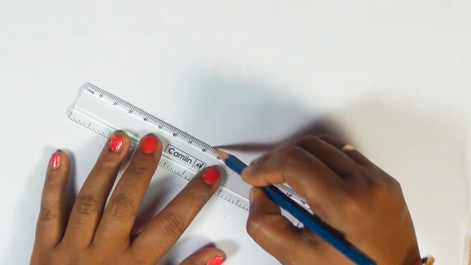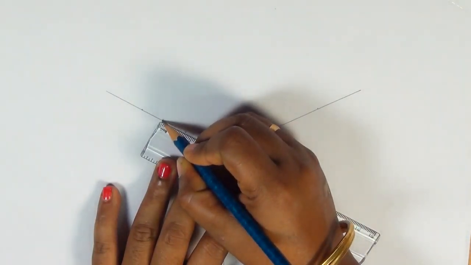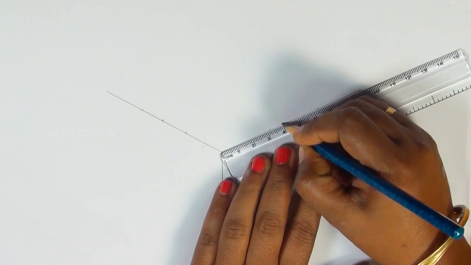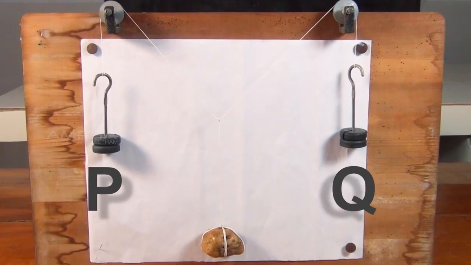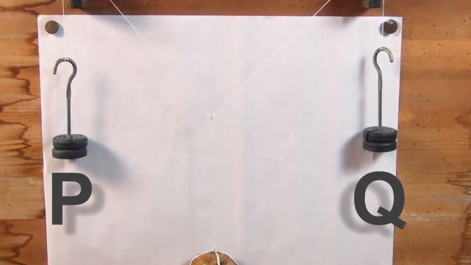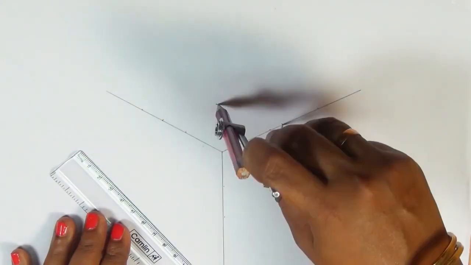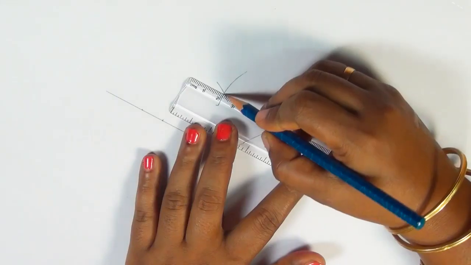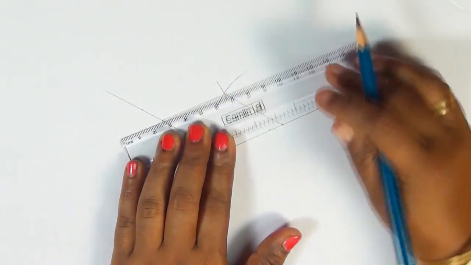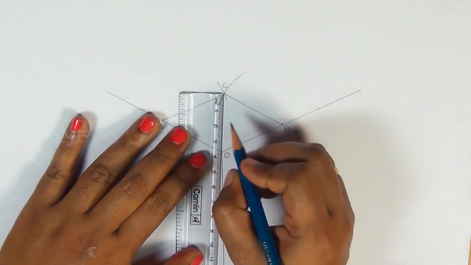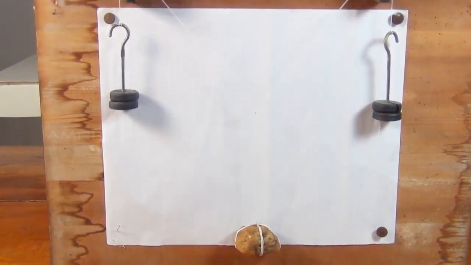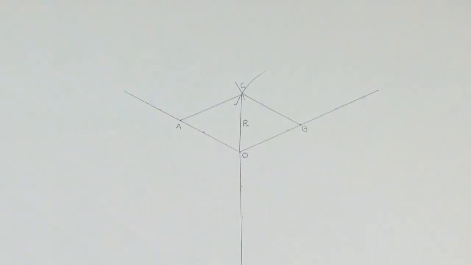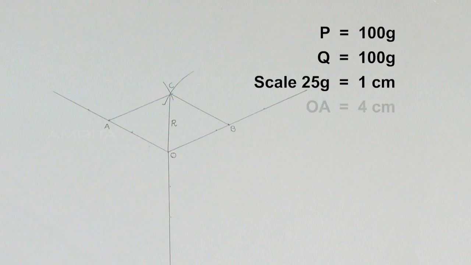Assuming a scale of 50 grams equal to 2 centimeters, mark OA equal to 4 centimeters and OB equal to 4 centimeters to represent P equal to 100 grams and Q equal to 100 grams. Complete the parallelogram OACB and join OC. This represents the resultant vector R, which corresponds to the weight of the unknown body. OC multiplied by the scale will give you the value of the unknown weight S.